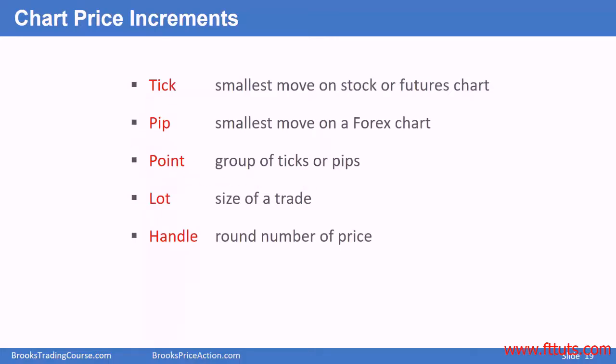A point is a group of ticks or pips. So for example, 1 point on the E-mini chart is 4 ticks. A corresponding move on the SPDR, SPY ETF chart is 10 ticks. You'll sometimes hear traders talk about the lot size. I traded 5 lots, which means you traded 5 contracts or 5 shares or 5 units or 5 something. And a handle is a big round number. So if the spider is trading at 202.50, you would say it has a 202 handle on it.